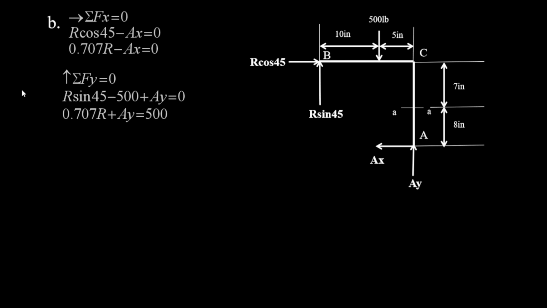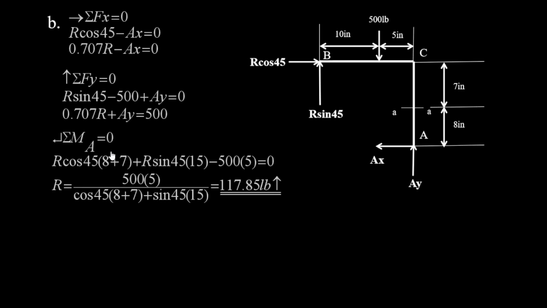First of all, we take moment about A clockwise, and this is what we get. R cos 45, perpendicular distance is 7 plus 8, which gives us 15. Then it's going clockwise. Then R sin 45 is also going clockwise, perpendicular distance is 10 plus 5, which is 15. Then minus 500 is going down, so anti-clockwise, so 500 times 5 is equal to 0. We get R to be equal to this. If you solve it, you get R to be 117.85.